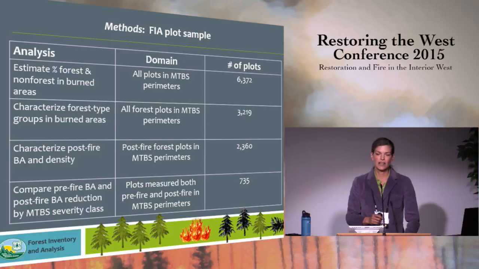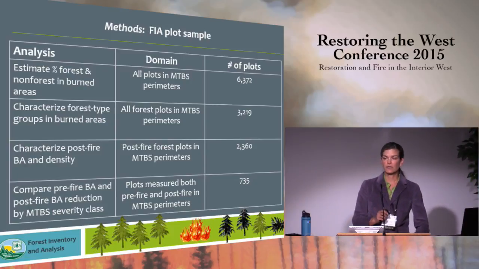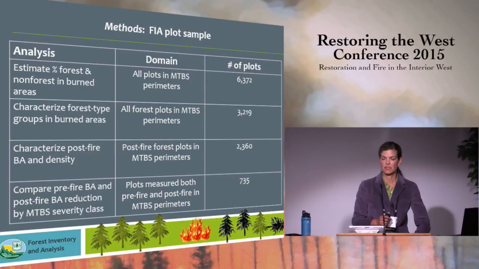Second, we wanted to characterize forest type groups in burned areas. For that part of the analysis, we used all forest plots, both pre-fire and post-fire, within MTBS fire perimeters. That was about 3,200 plots. Third, we wanted to characterize post-fire basal area, live basal area, and also density, specifically seedling and sapling density, to look at regeneration. So for that analysis, we just used post-fire plots within fire perimeters. That was over 2,300 plots.